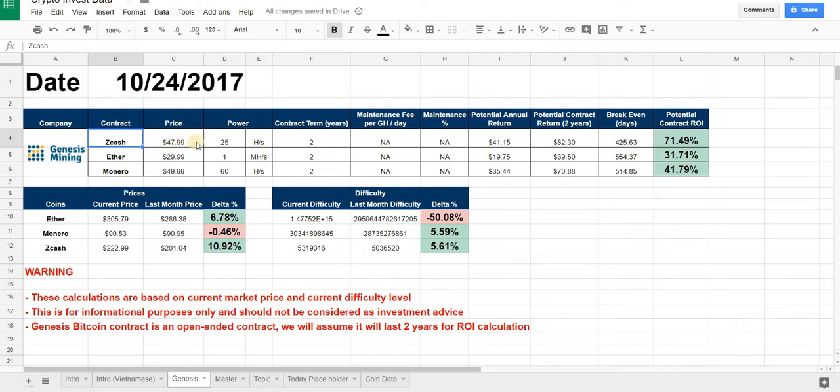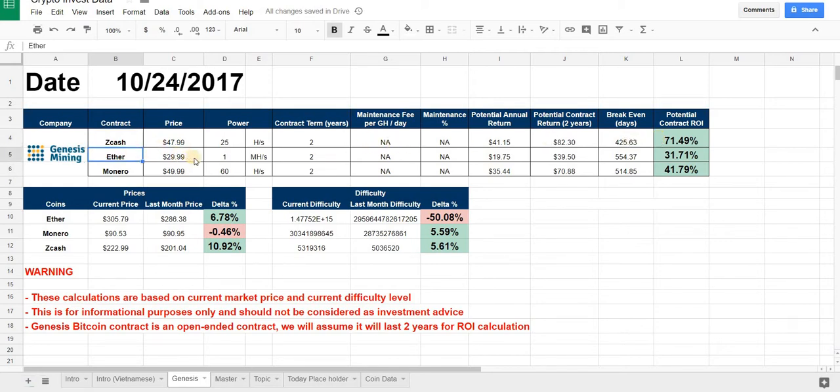Currently, the Zcash contract is still the same price, which is $47.99. It does give you 25 hash power per second. It is a 2 year contract, and the potential annual return is $41. The potential contract return after 2 years is $82, and the break-even days is about 425 days. The potential contract return on investment is 71%.